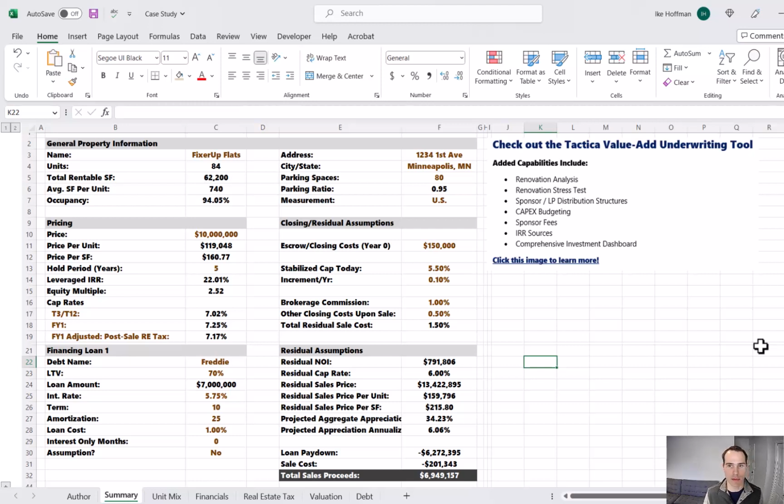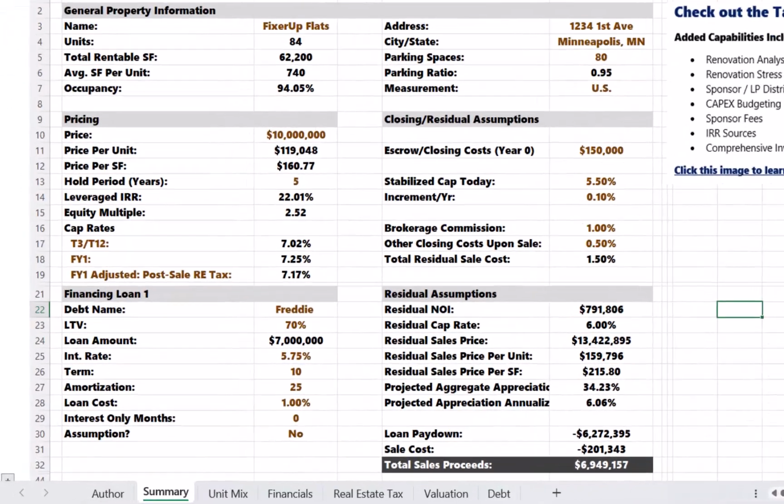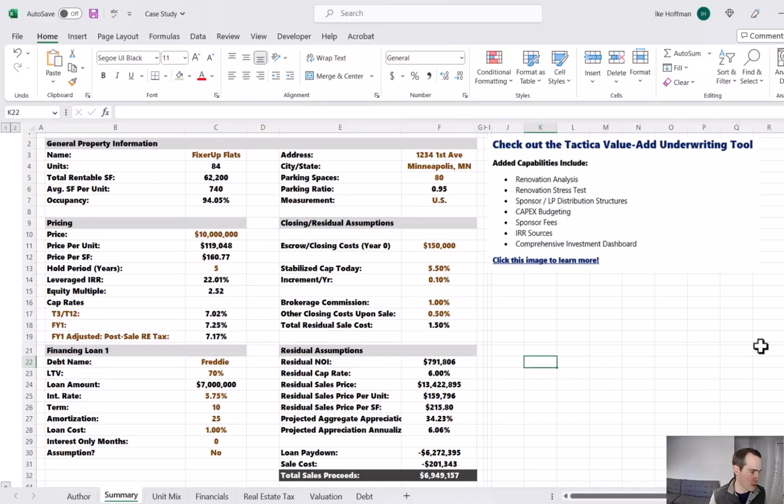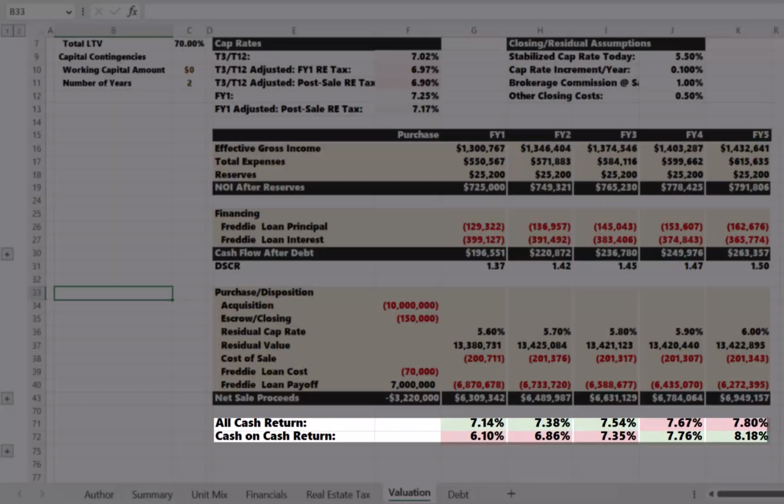But I want to use this template to show you what impact an interest-only financing period can have on negative leverage. You can see here in the pricing section, we have a purchase price of $10 million. And then down in the financing section, we have a 70% LTV loan with the same terms that we've been using throughout this video. Once we go to the valuation tab and focus on the all cash return and the cash on cash return, you can see that the leverage is negative in the first 3 years of the pro forma. Finally, the NOI will increase sufficiently in year 4 that it flips. Leverage becomes positive in year 4, and you can see it's color-coded nicely to show you when that switch happens.